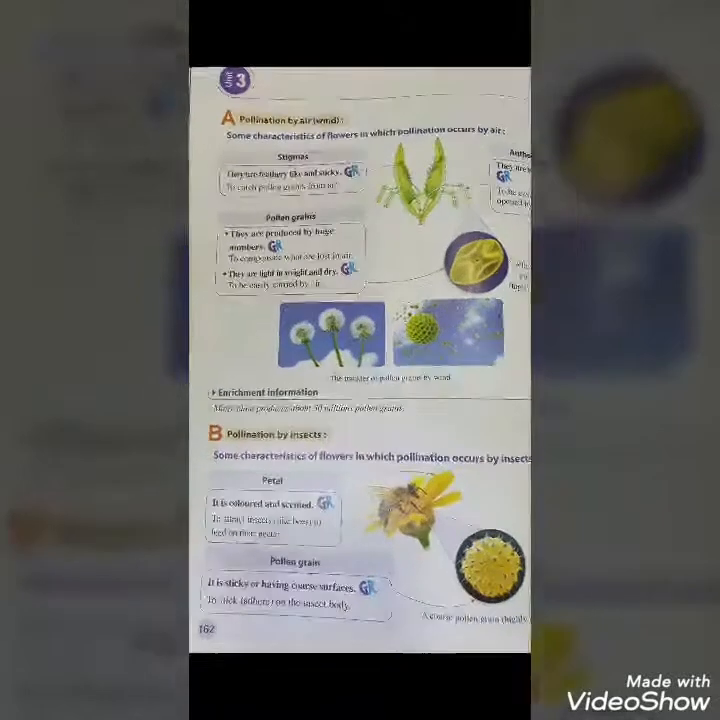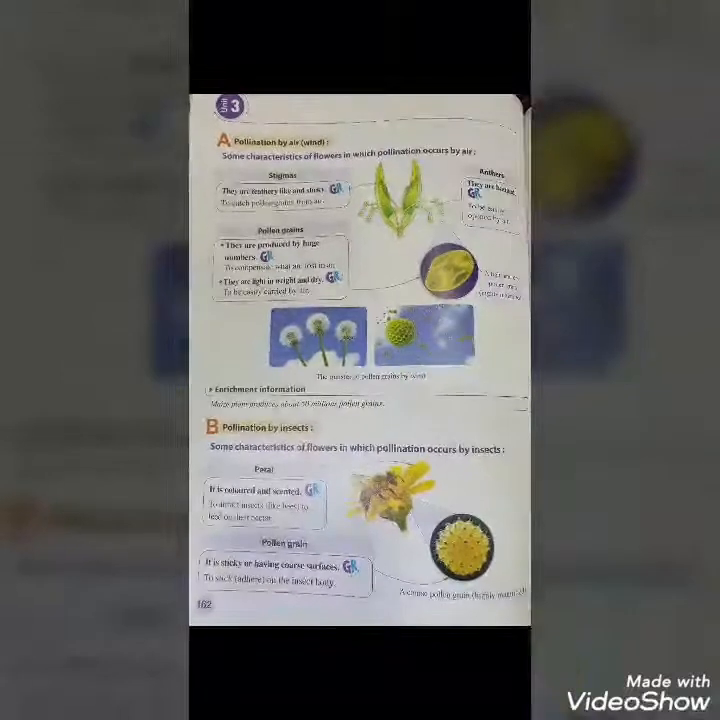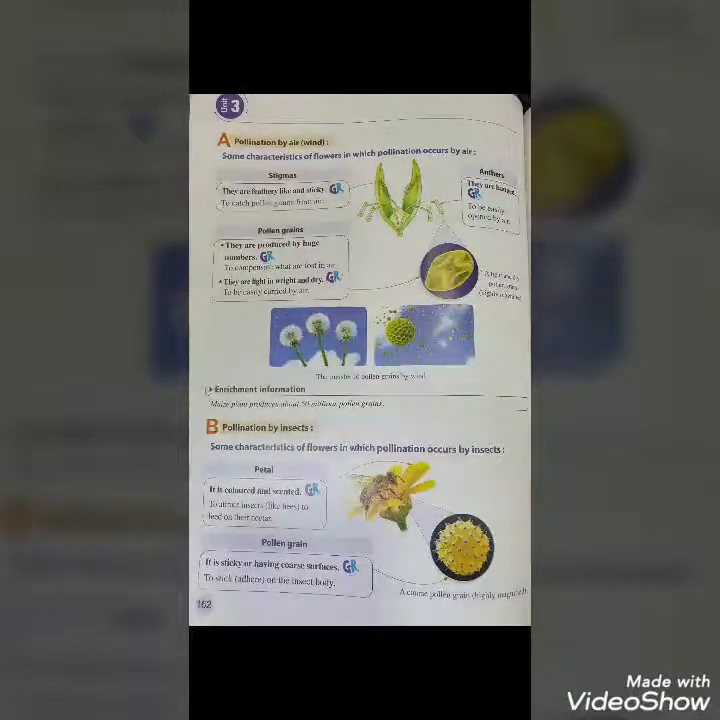The second method, pollination by insects. There are some conditions needed for pollination by insects. Characteristics of the flower which is pollinated by insects. Number one, petals. Petals must be colored and scented. Of course, why? If you ask me, give reason. Of course, it will be because the colorful petals attract insects like bees to feed on their nectar.